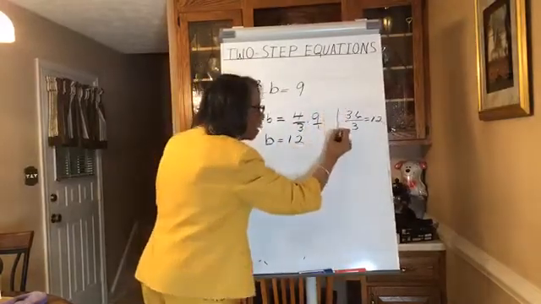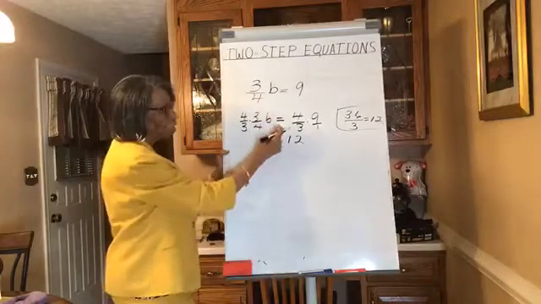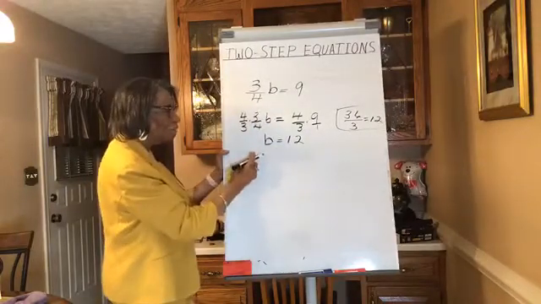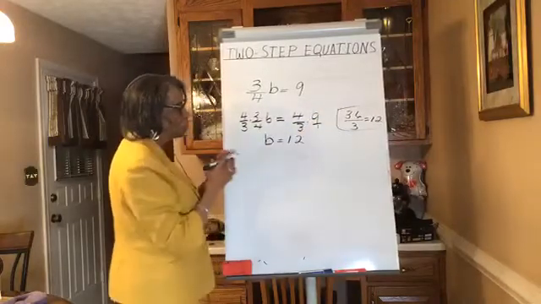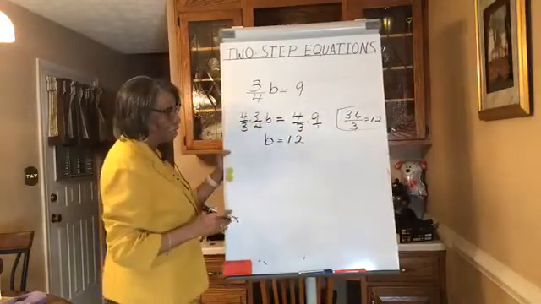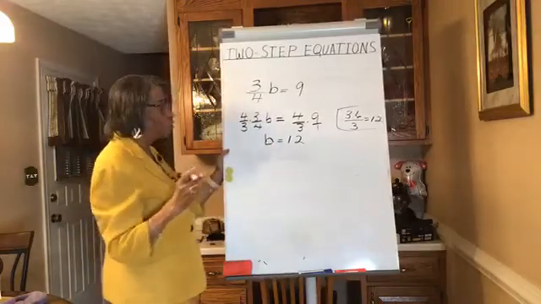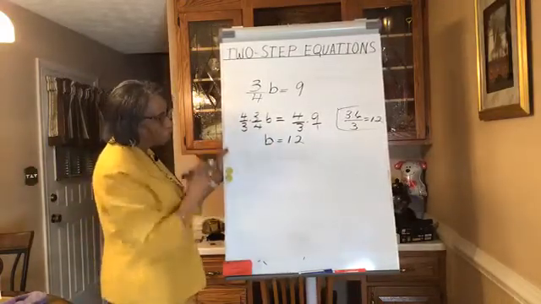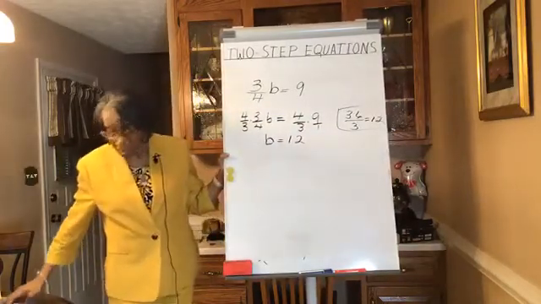Notice that this is on my scratch paper. When you're doing an equation, it should be only something on the left and something on the right, not 2 or 3 equal signs unless you're doing it horizontally. All right, we're doing it vertically, and I'm going to show you both ways today.